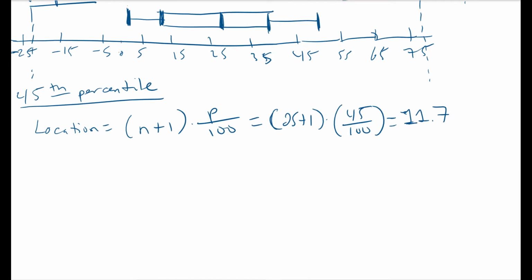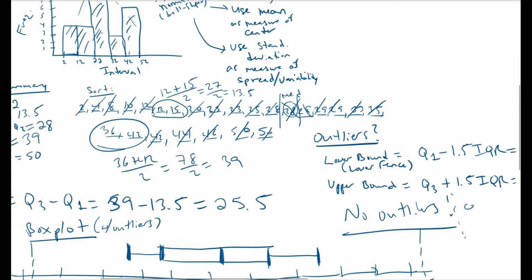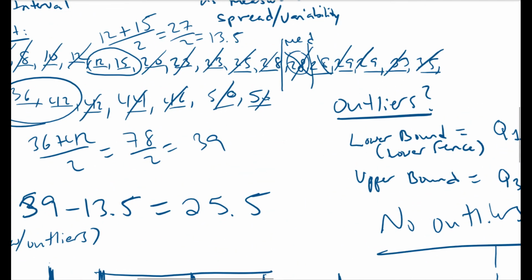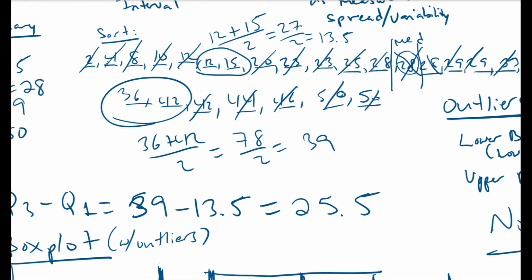Now, if this were a whole number, like 12, then your 45th percentile would be the 12th number in your ordered list. Okay, so that's this list right here, your 12th number. In that case, 1, 2, 3, 4, 5, 6, 7, 8, 9, 10, 11, 12, it would be 28 for your number.